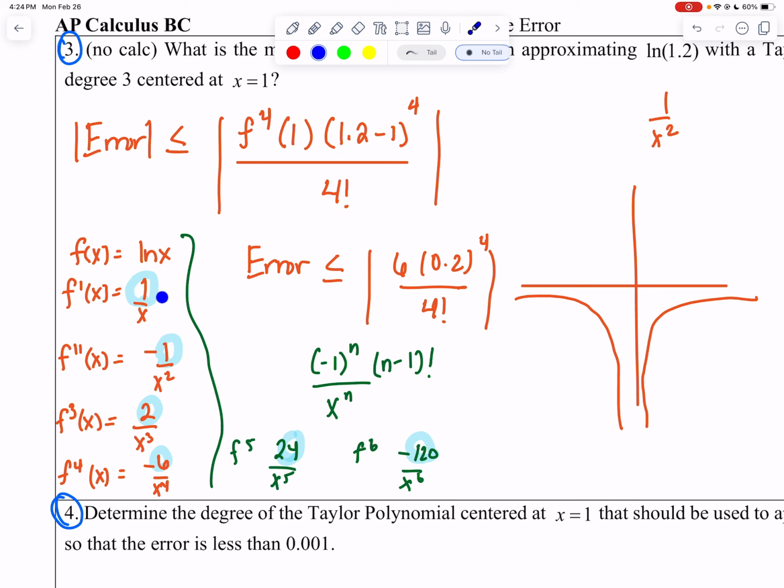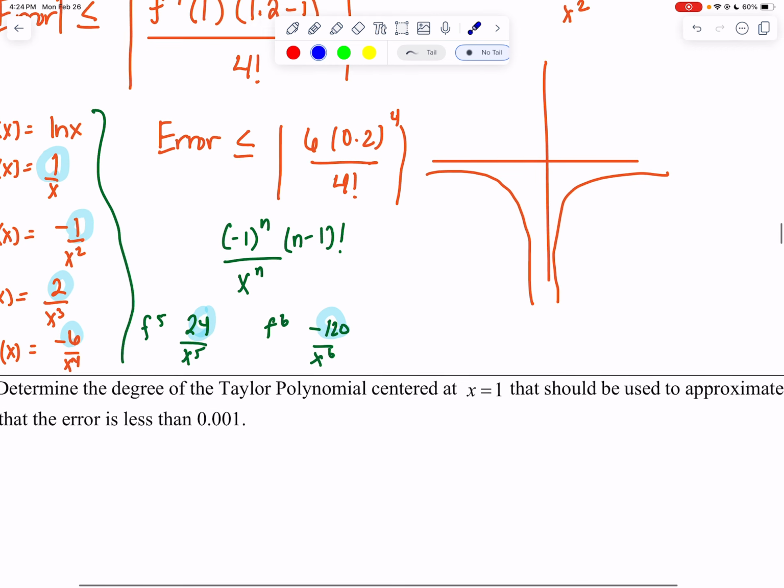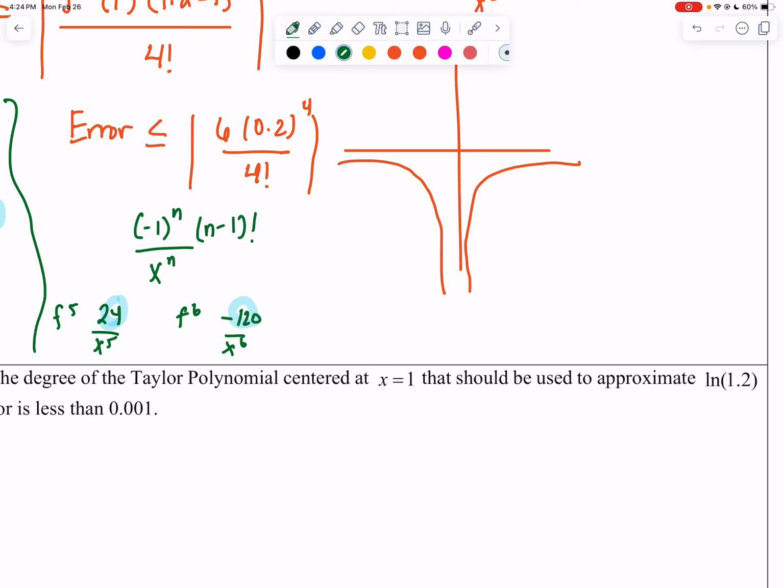How many ways can we choose something 0 times? 1. So that's going to give us that thing right there. So that tells me that my nth derivative is going to be negative 1 to the n minus 1 factorial over x to the n.